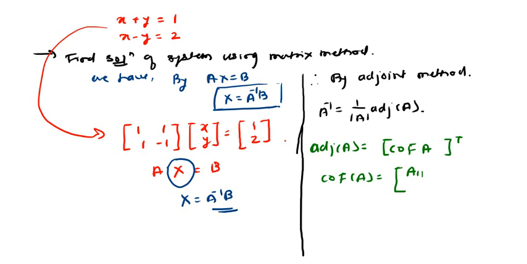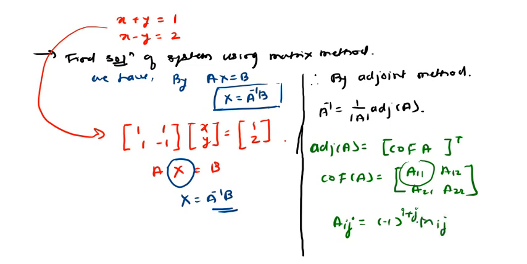This will be A11, A12, A21, A22. Now we will find the cofactor of every element, that is Aij, where Aij is minus 1 raised to i plus j into Mij, where Mij is the minor of the element aij. So we will write the matrix A. So let A be the matrix 1, 1, 1, minus 1.